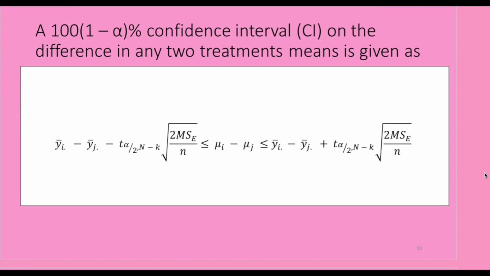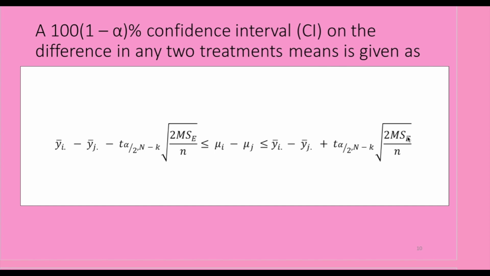And finally, you might be asked to construct a confidence interval for the difference in any two treatment means. And this is the formula. So let's say you're asked to construct a confidence interval for the difference between mu1 and mu2. So your i here would be 1 and j would be 2. So the formula is y bar i dot minus y bar j dot, and then plus minus t square root of 2 MSE over n.